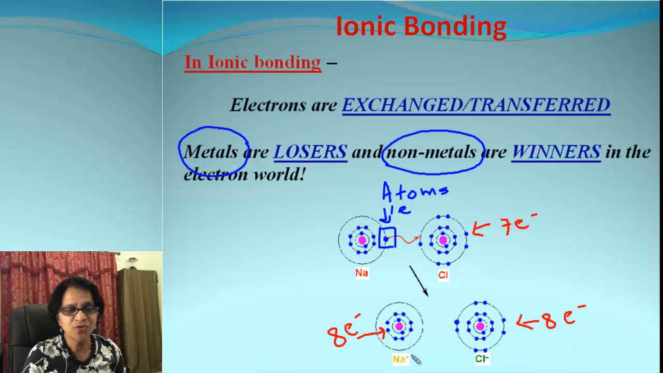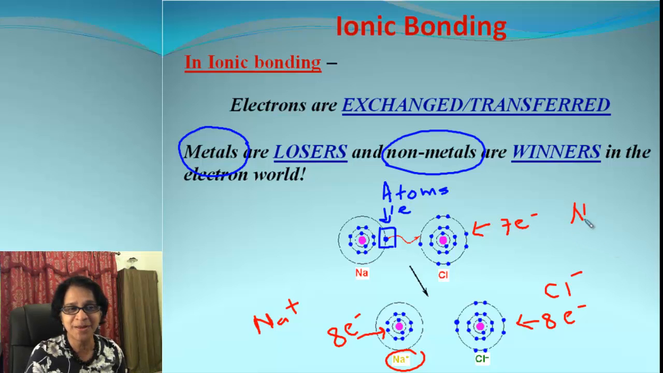And what do we have? We have sodium as an ion here, that is sodium with positive 1 charge, and over here we have chlorine with negative 1 charge. And these 2 ions come together and we get a bond between them, and that forms sodium chloride, which is an ionic compound.